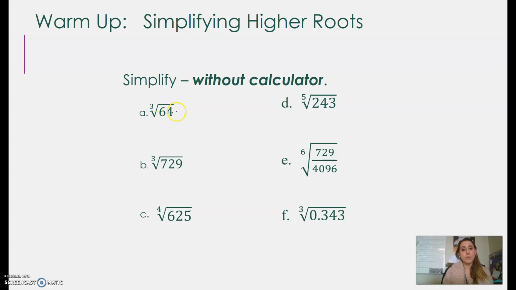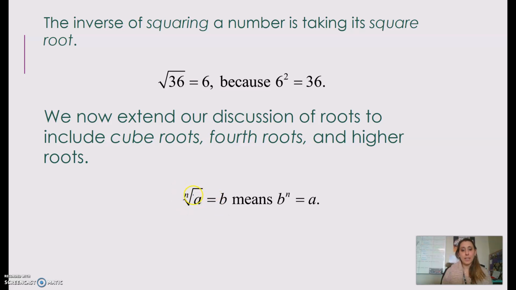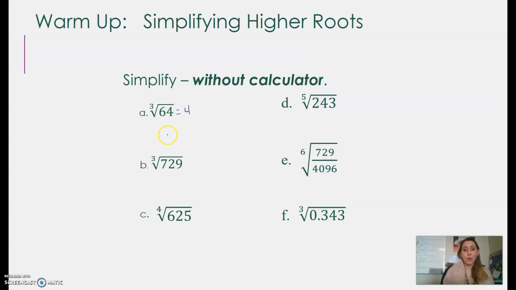So hopefully you got that this was 4. And the reason why that's 4 is because we talked about this yesterday, that if the nth root of a is equal to b, then that means that b to the nth power is equal to a. So we looked at this example. The square root of 36 is 6 because 6 squared is 36. So this is 4 because 4 to the third power equals 64.